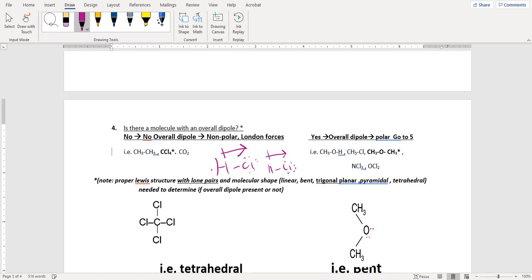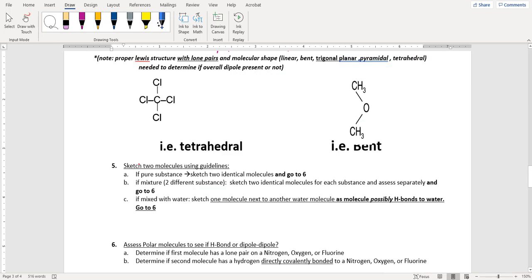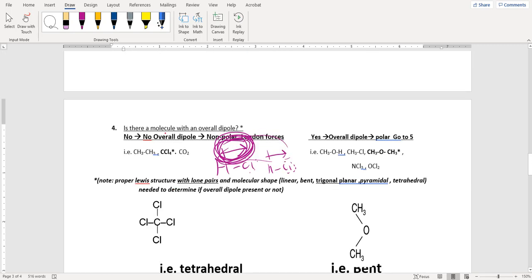And if I were to draw two molecules, as you should, then it looks like this would be a dipole-dipole. But in this step, they want you to figure out, is there an overall dipole? So yes, there's an overall dipole for that HCl. If there's an overall dipole for that HCl, then you have to go to step 5. If there is no overall dipole, then it's automatically London forces.